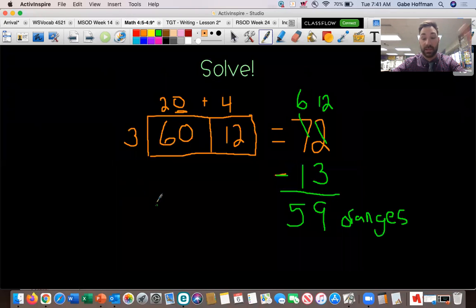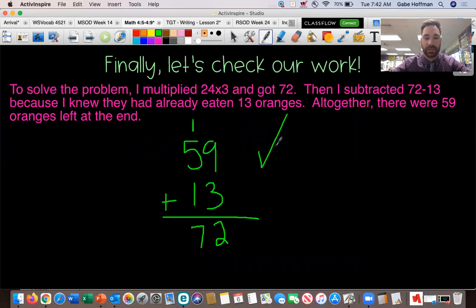Then I solved it. I showed my work. I did not just write down the number. I did not just write down 59 oranges. I showed my work, right? You guys need to show work when you solve these problems, right? And then I went through and I checked my answer and justified it with an explanation to make sure that it was correct, right?